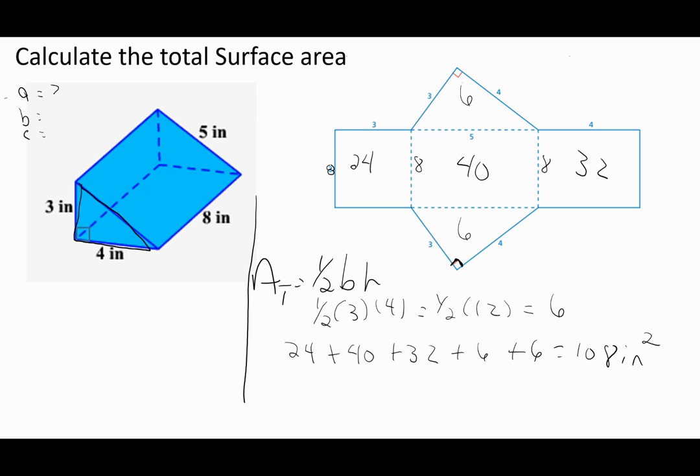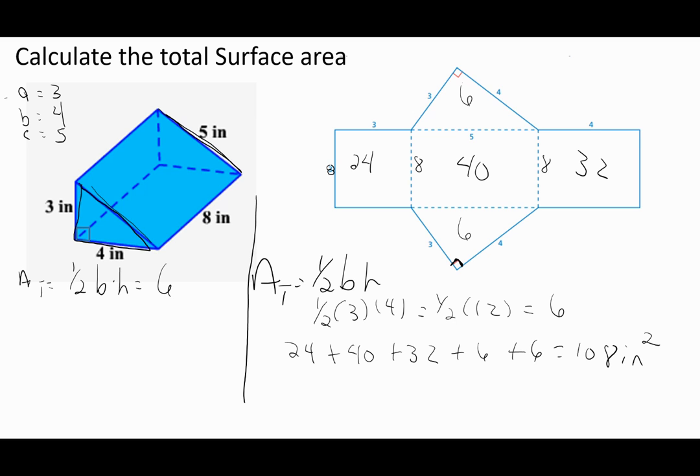So we have 3, 4, and then we have this one right here. That's a 5. So we find the area of the triangles, which is the same way, 1/2 the base times the height, which is our 6, like we did over here.